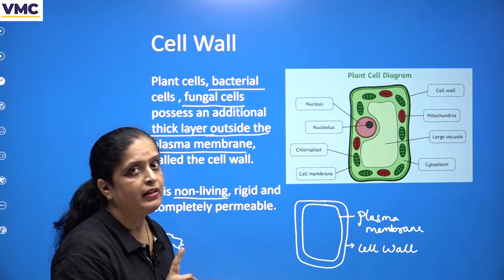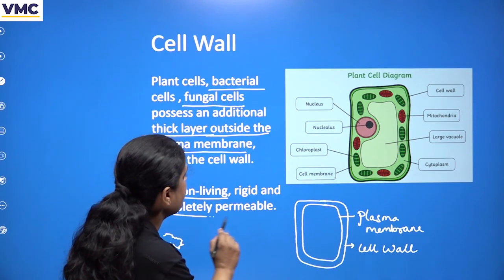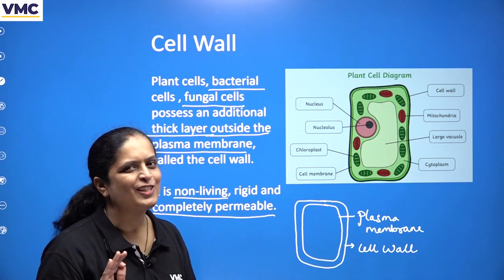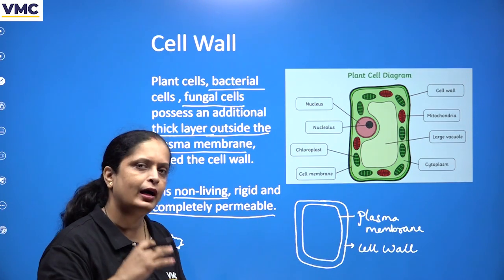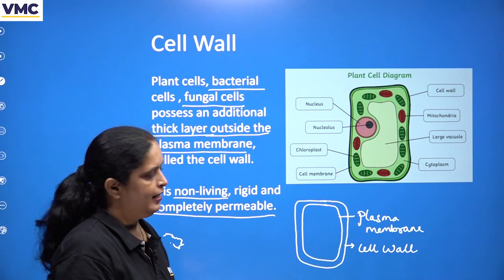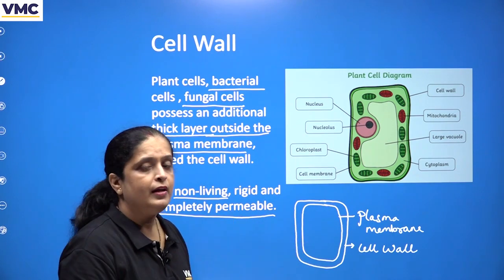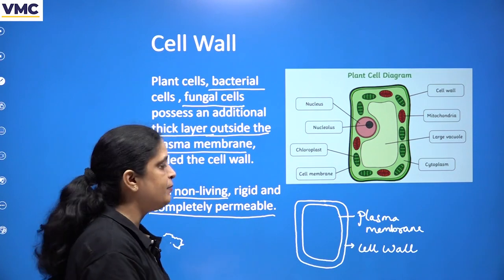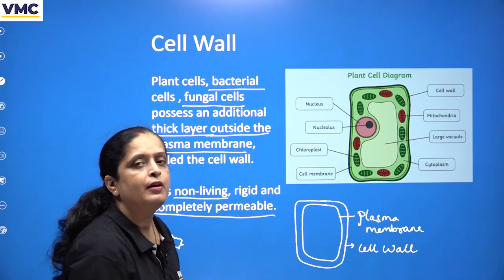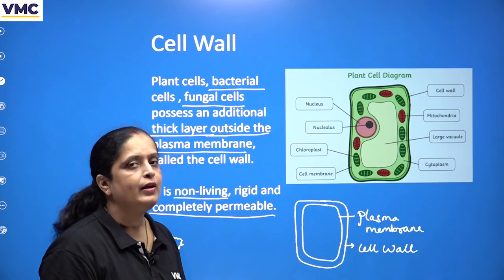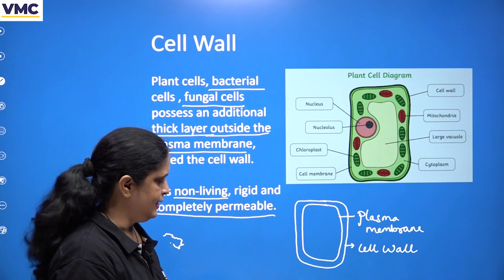प्लाज्मा मेम्ब्रेन लिविंग था, सेल वॉल नॉन लिविंग है, एंड कंप्लीटली परमिएबल, यानी ये किसी चीज को अंदर आने से नहीं रोकता है, ये किसी भी चीज को अंदर आने देता है. It is completely permeable. Everything is welcome inside the cell because of the cell wall, and it is found in plant cell and not in animal cells, except for some fungal and bacterial cells.